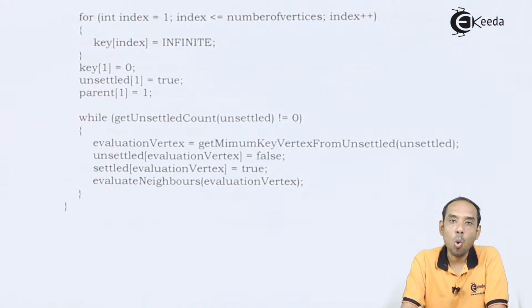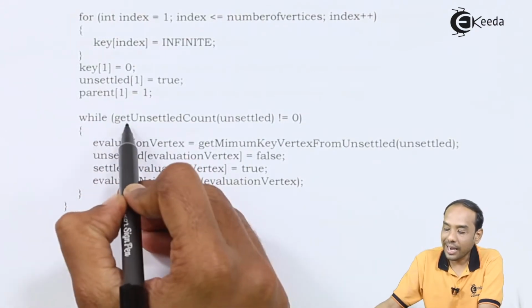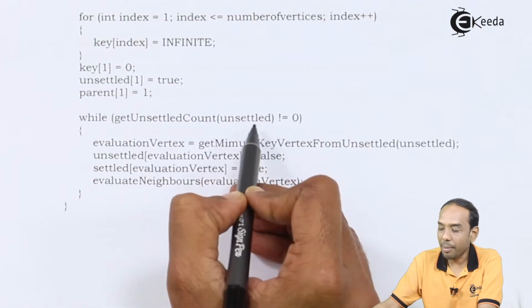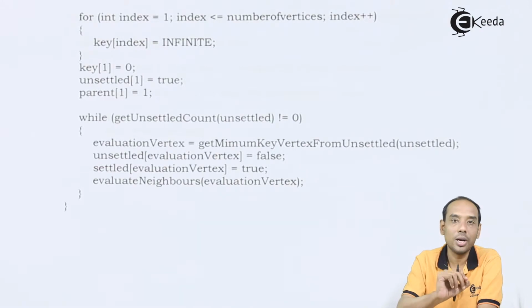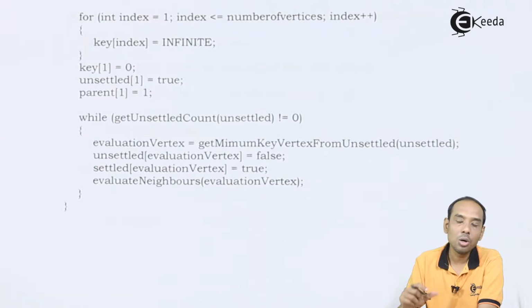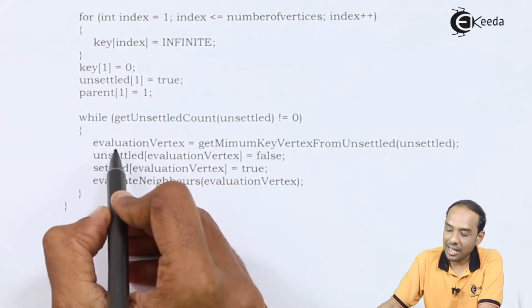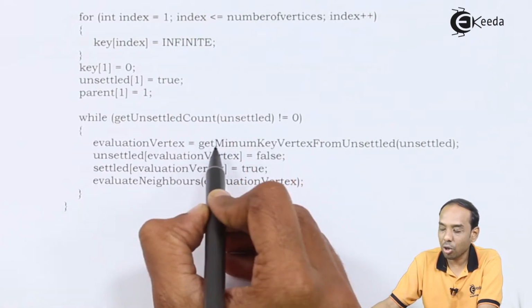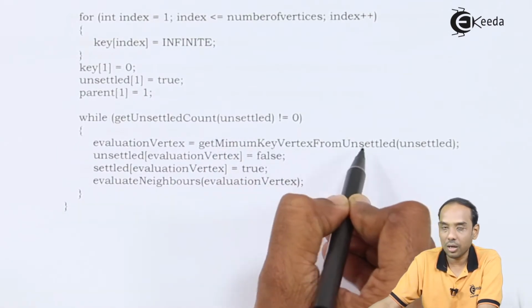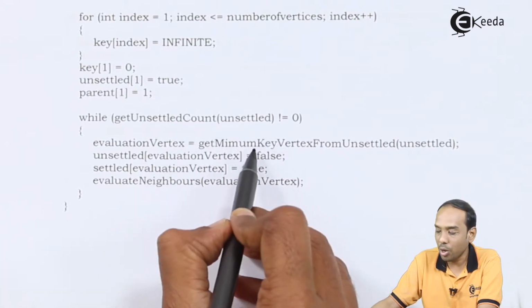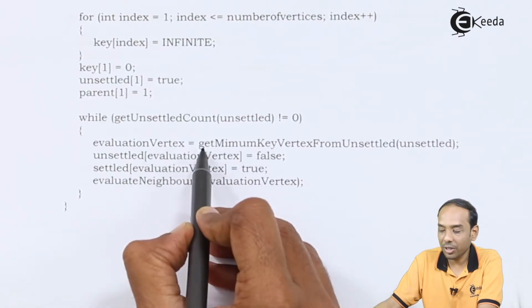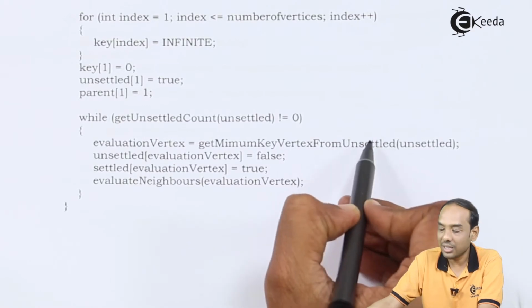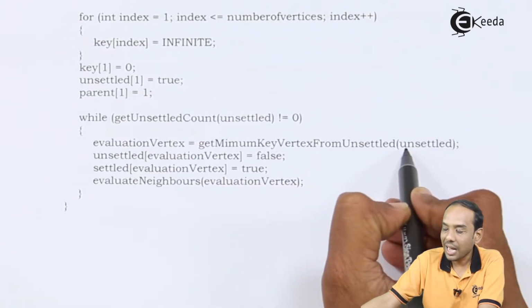Now we will check with the while condition. We have while get unsettled count, which we have defined, with the parameter unsettled, not equal to 0. It means there are some nodes to be calculated, or I can say some vertices that need to be visited. While this condition is true, we are going to go for the algorithm. We write down evaluation vertex equal to, we call a function called get minimum key vertex from the unsettled. As the name suggests, we are trying to get the minimum key value vertex from the unsettled. So obviously we pass the parameter as unsettled.